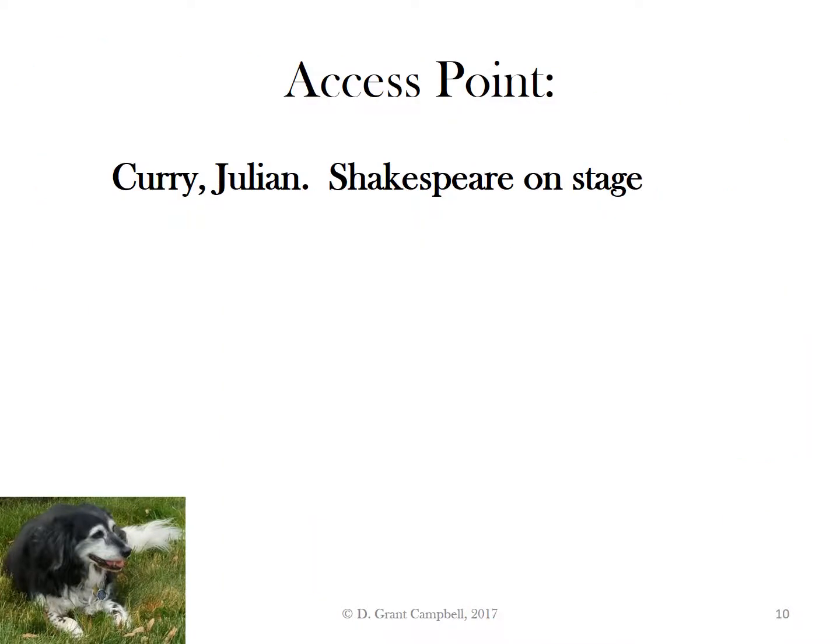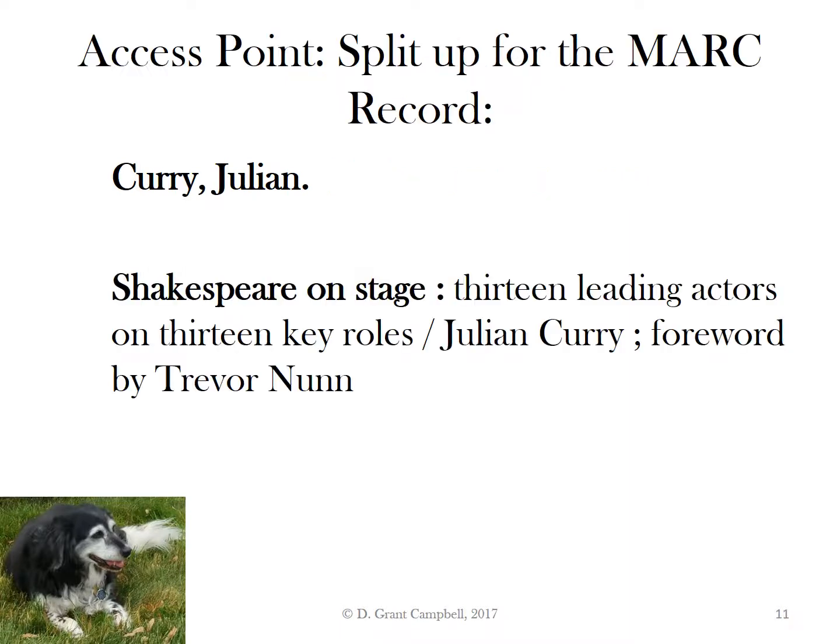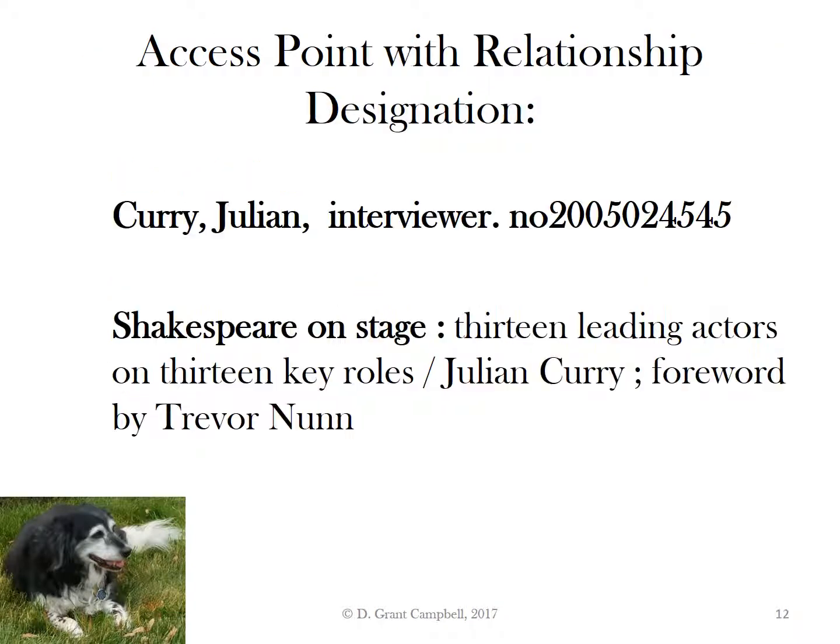So our access point we established as Curry, Julian, Shakespeare on Stage. First thing we do is we split that up for the MARC record into a personal name heading, which is Curry, Julian, and the title and statement of responsibility, which contains the title that we're going to use. We then provide that access point with a relationship designation. So we have Curry, Julian, interviewer, and then the authority control number, and then our title and statement of responsibility.